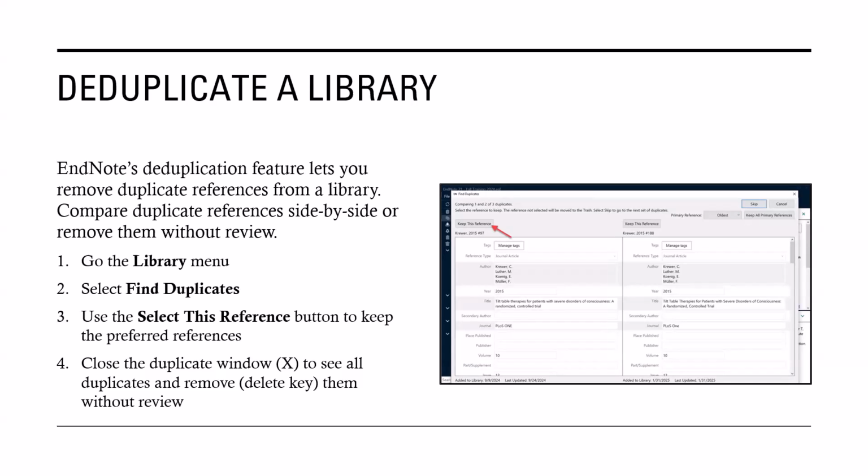Now, if you don't want to do this, you can close this duplicate window. And when you do that, all of the duplicate references will be highlighted in green, and you can use your delete button to delete the duplicate references. So let me show you in my EndNote library.